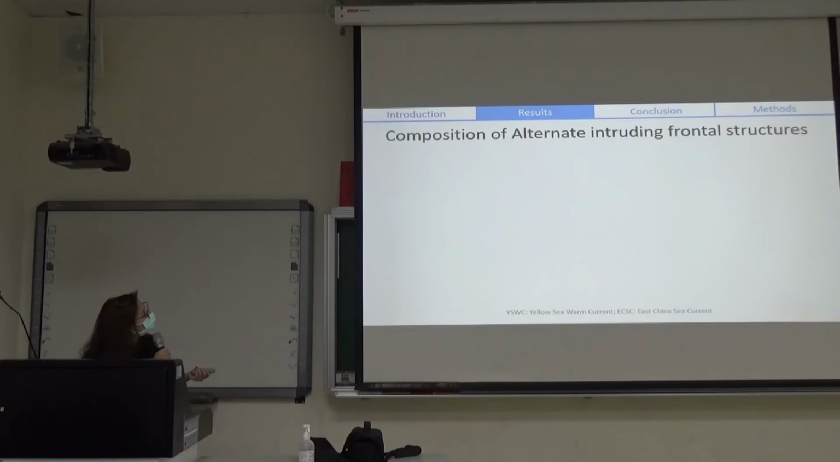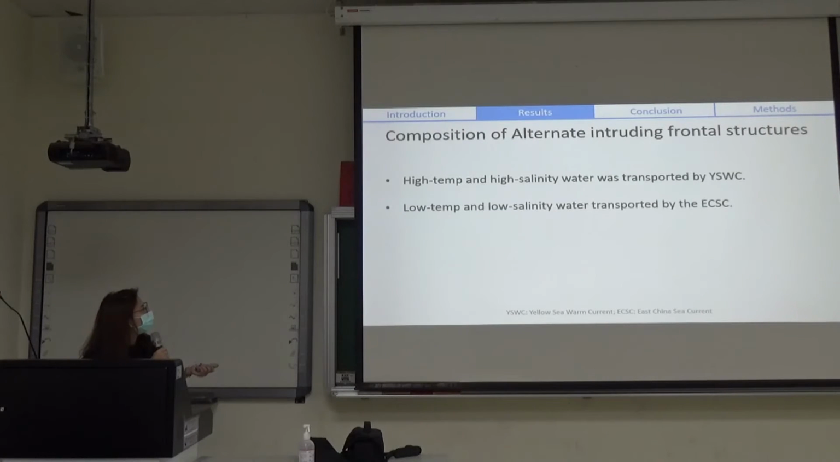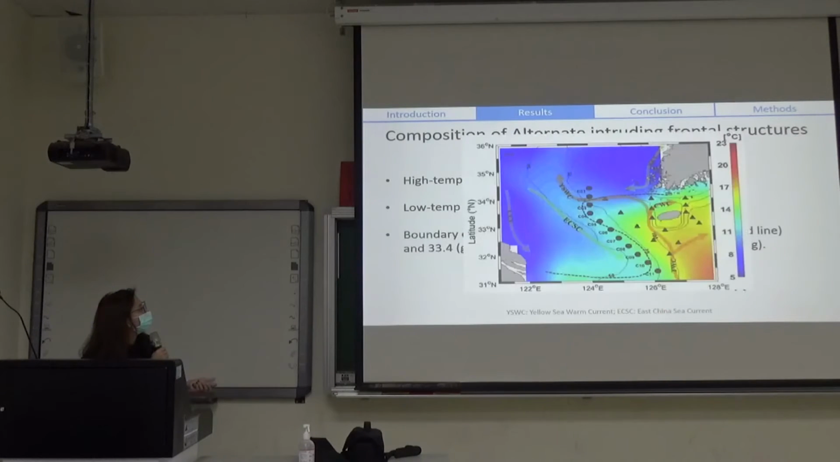So before talking about the details of the alternate intruding frontal structure, we should define the standard of high value and low value and the composition of the frontal structure. The composition of this frontal structure is high temperature and high salinity water from the Yellow Sea Warm Current and the low temperature and low salinity water from the East China Sea current. As here and here, they converge in the northern East China Sea.